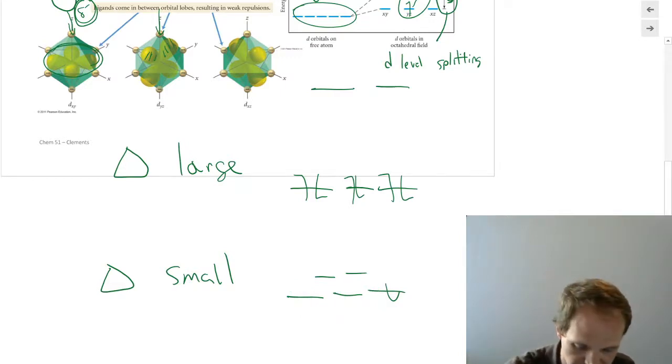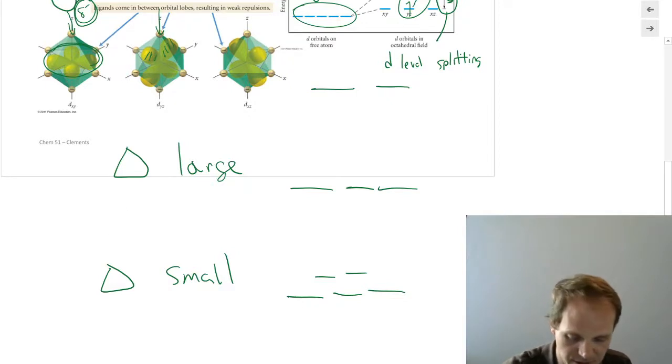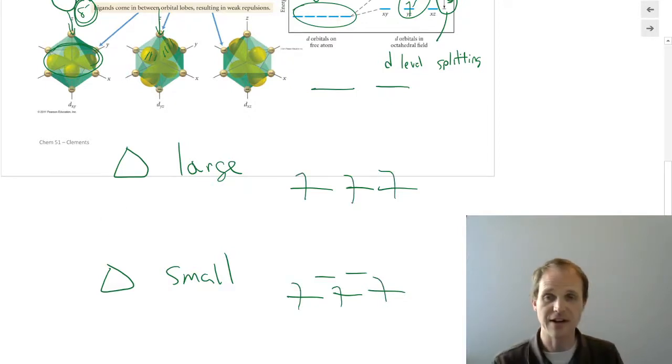oops, I did this wrong. I actually wanted to start with 3. I'm thinking to myself, that's not going to work. So I'm going to start with 3. 1, 2, 3, 1, 2, 3. There we go. So I've got 3 d electrons in there.